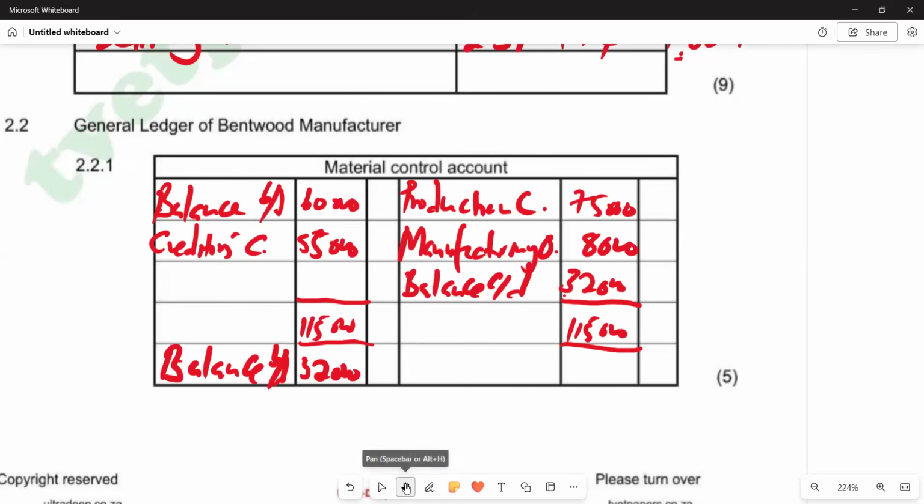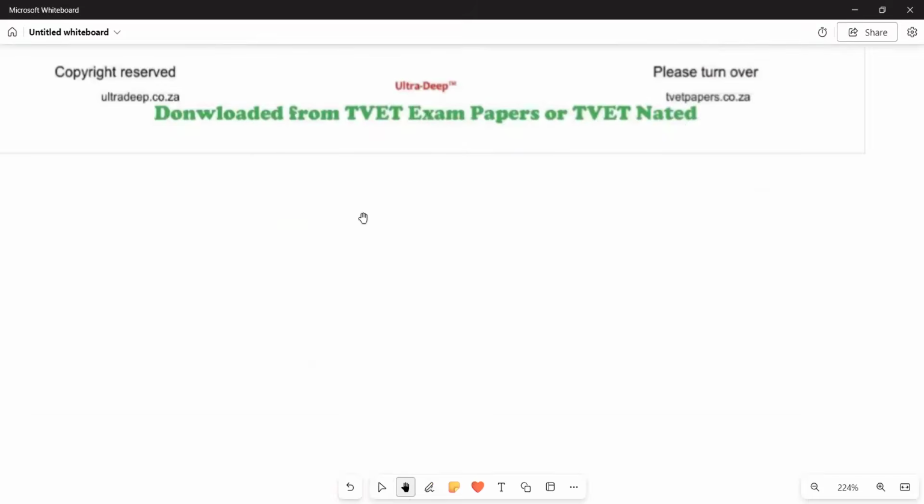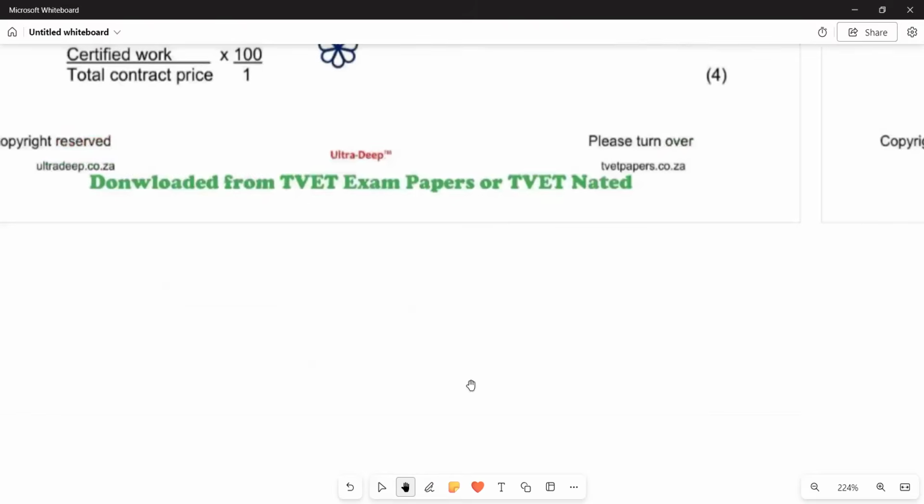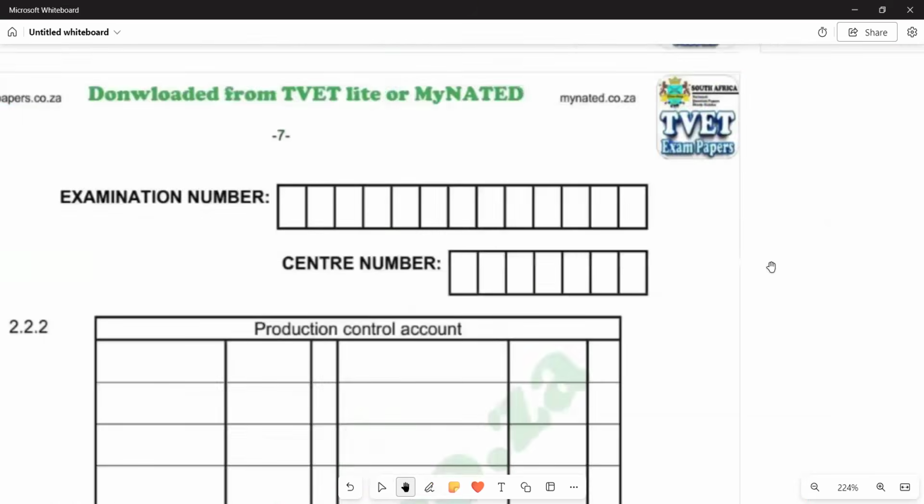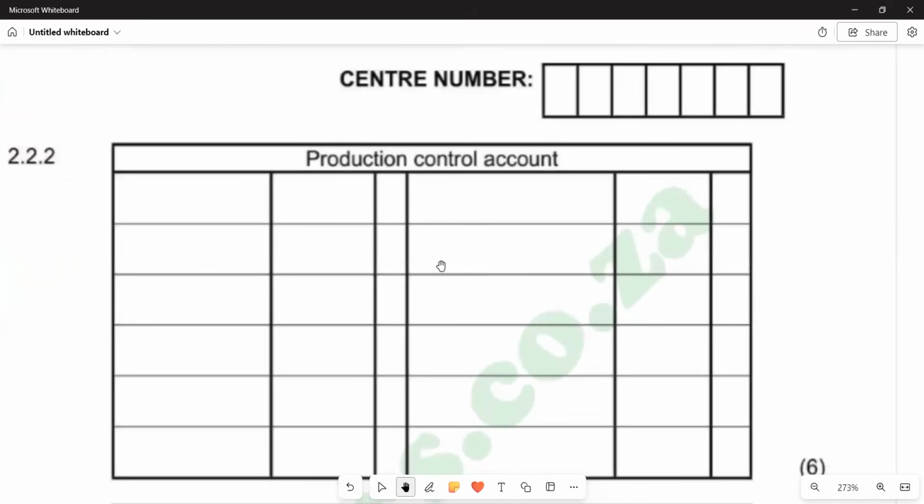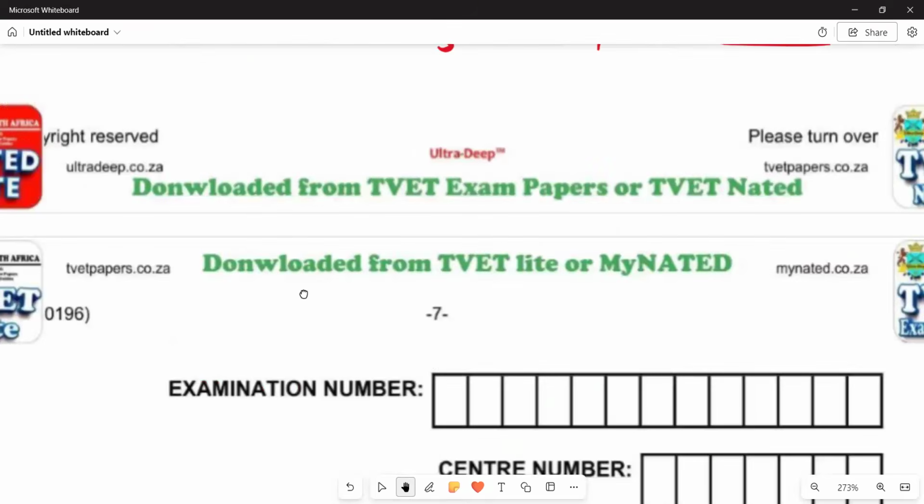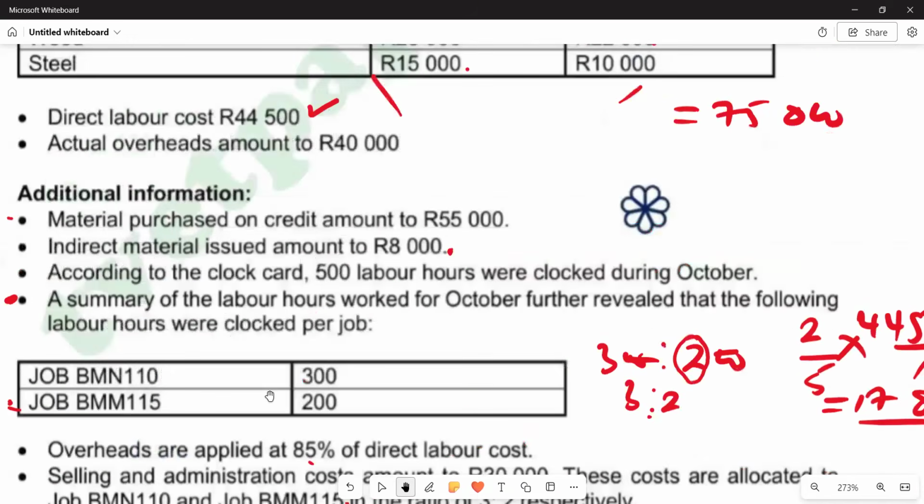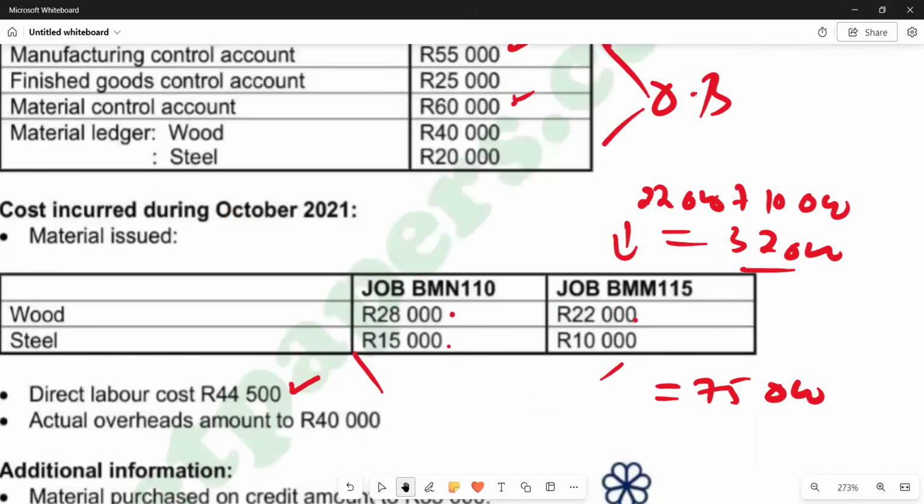Then we can as well go and try to see what we have next. What do we have next in terms of the production control now? We are now on the production control. So let's try to see. This is our production control. And obviously, in our production control, again, we are going to start with our balance BD on the debit side. You can go back there and try to see what we have in terms of that balance BD. Obviously, we're going to have it at the beginning.